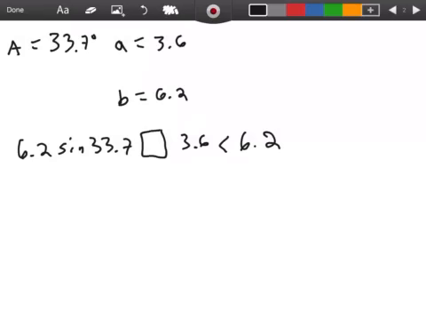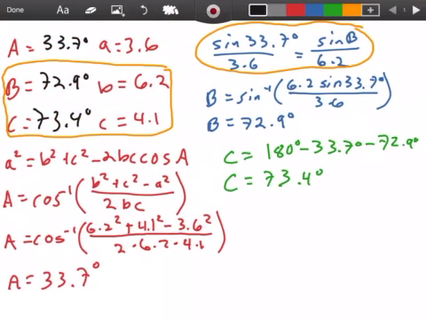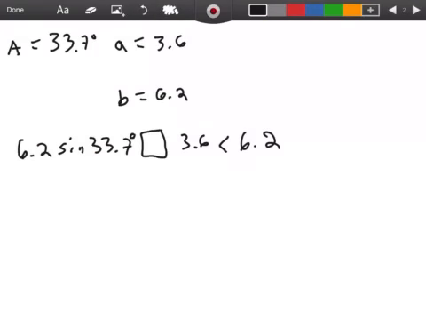What we're doing is checking that altitude to see whether the side that is the 3.6 is smaller than or larger than that altitude. If this altitude, 6.2 sine of 33.7 degrees, is larger than A, then we have no triangle, and this is a no solution question. If, however, this 6.2 times the sine of 33.7 degrees is smaller, we have the ambiguous two-triangle case.